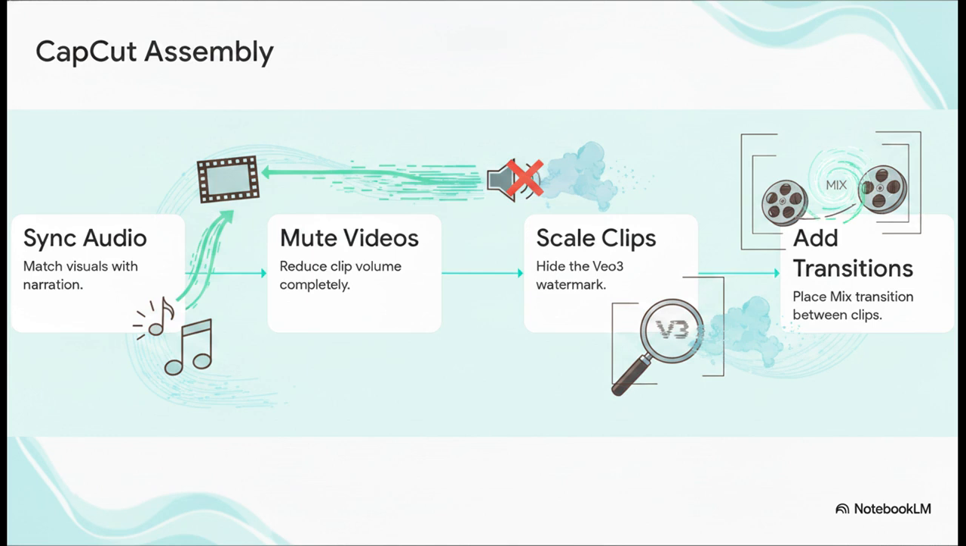Step 3 is the real pro trick. Scale up your video clips just a tiny bit. Zooming in slightly completely hides the VO3 watermark that comes with the free generations. Finally, step 4, drop a mixed transition between every single clip. It beautifully glues it all together and makes the whole video feel incredibly polished.